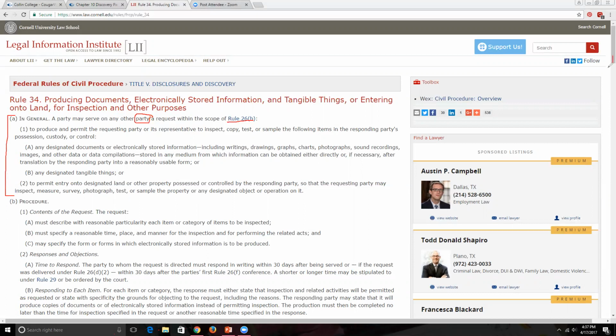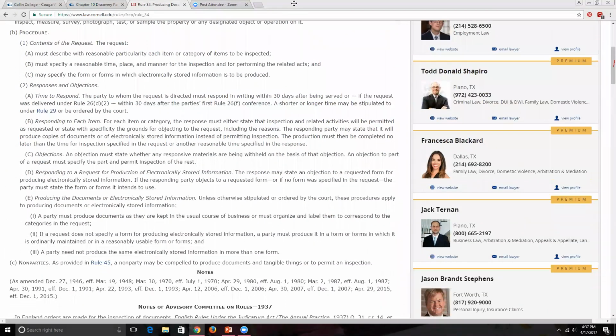Let's look at the procedure we're going to follow. The request must describe with particularity. We've seen that word before, with particularity, so it needs to be precise. Each item or category of items to be inspected, and must specify a reasonable time, place, and manner for the inspection, and must specify the form or forms in which ESI is to be produced. You may recall we had a PowerPoint slide that talked about these specific things.